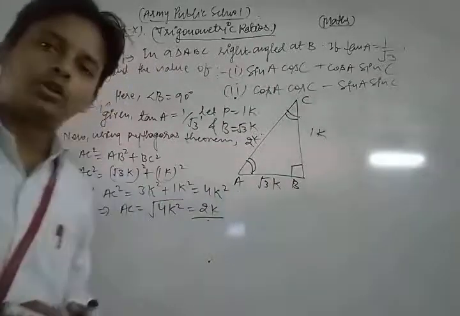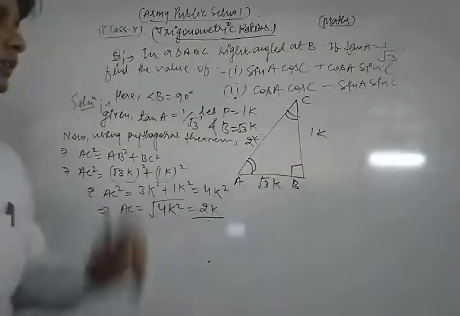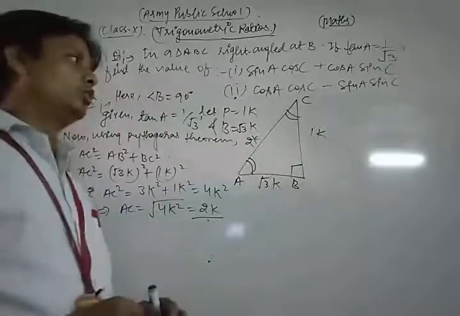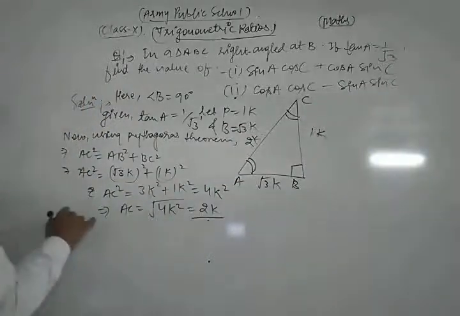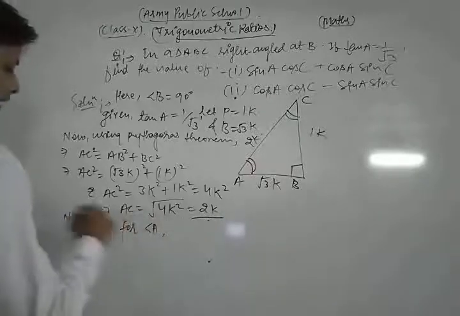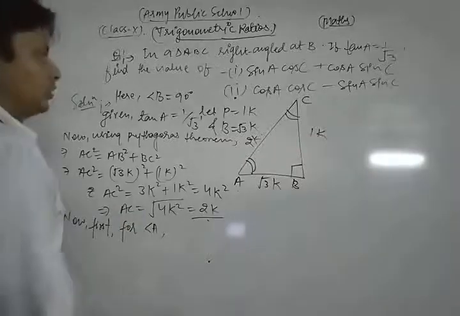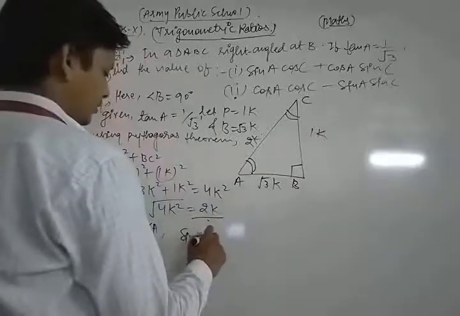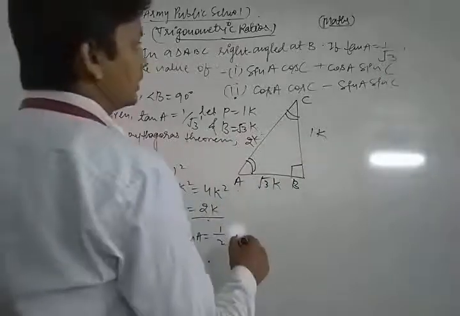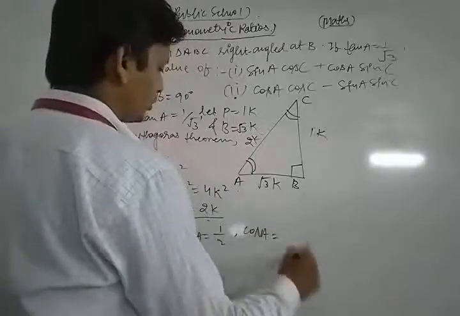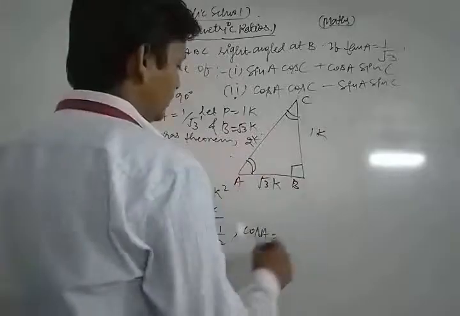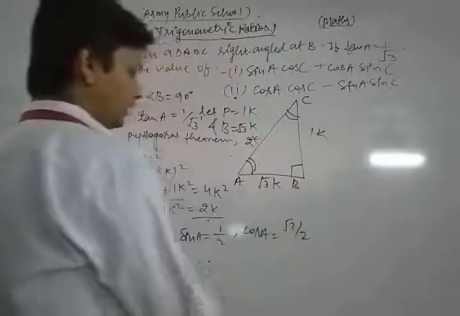Now first of all we find the values of the trigonometric ratios for angle A as well as angle C. So first for angle A. Sine of A is perpendicular upon hypotenuse, this is 1 upon 2. Cos A is base upon hypotenuse, that is under root 3 upon 2.